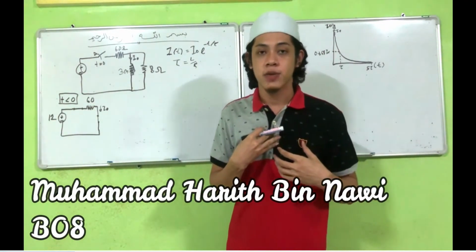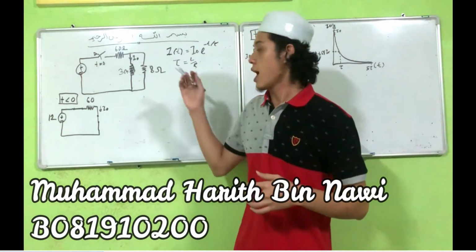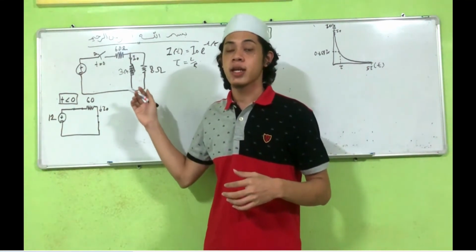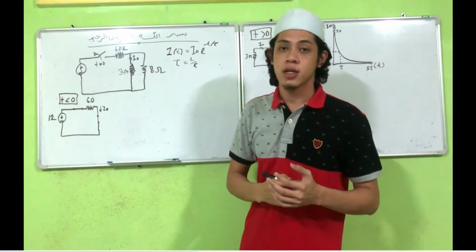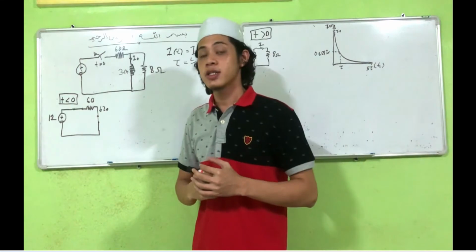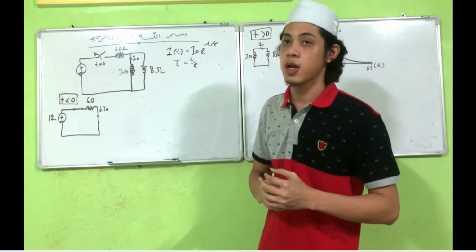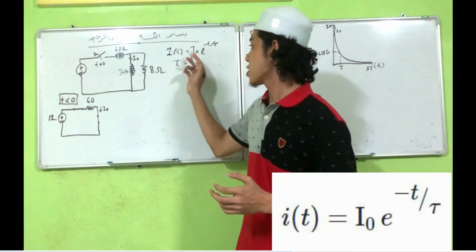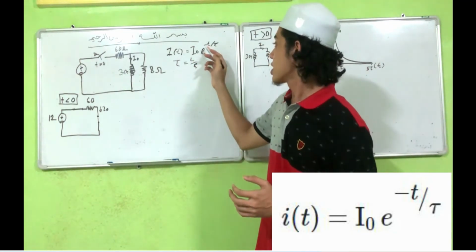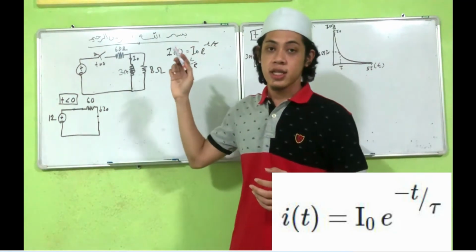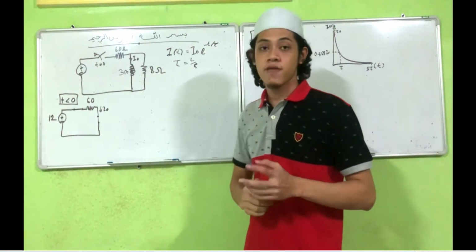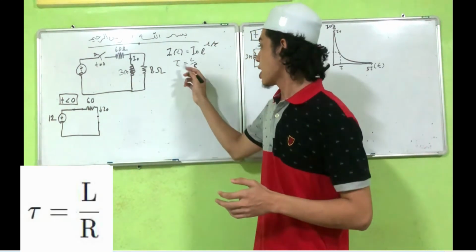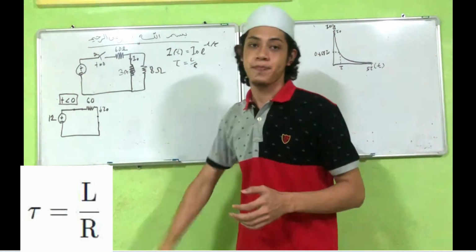I am Muhammad Arbinawi. Today I will explain to you about the RL circuit and how to find the natural response and tau. As we know, the general formula of the natural response or initial current is i(t) equals I naught e to the power of negative t over tau, where t represents time. The formula of tau is tau equals L over R.